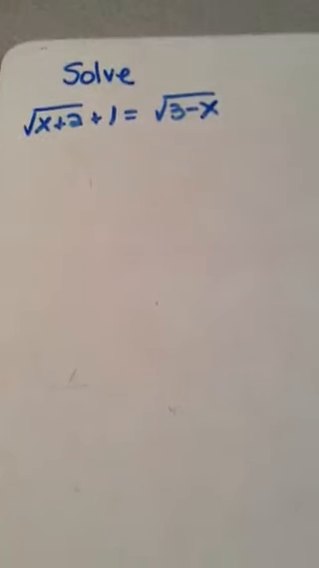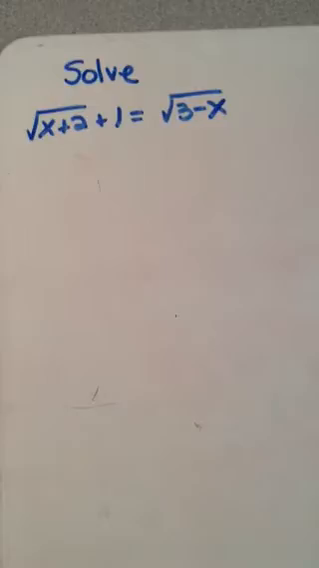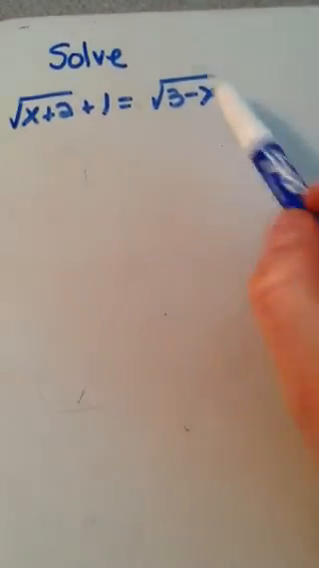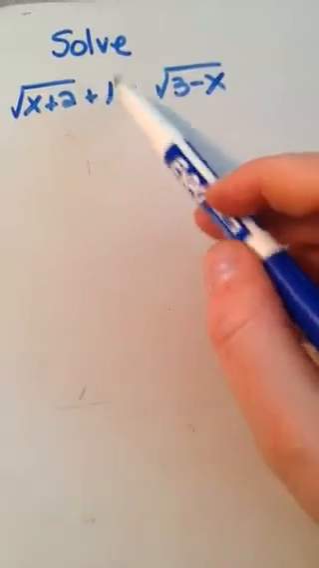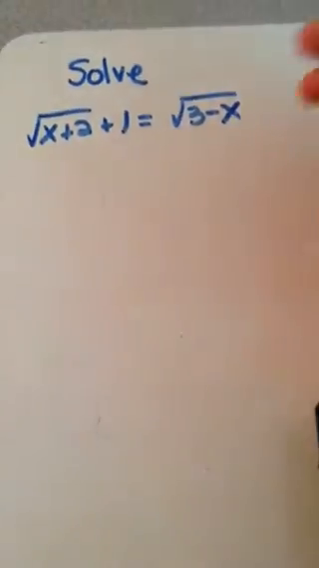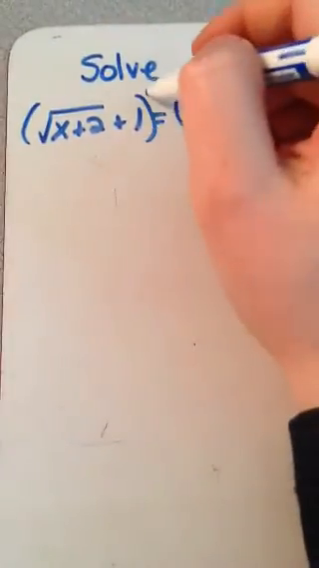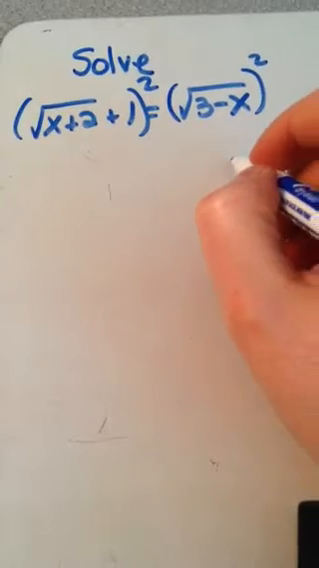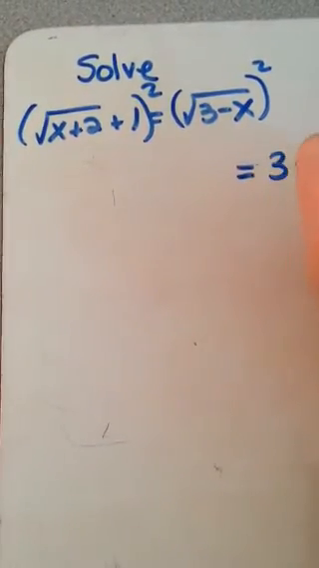We're going to talk about how to solve a problem that has two radicals, such as this. The first thing I notice is that I have a radical on each side of my equation, but this left-hand side also has this plus 1 constant term. So when I go to square each side to try to get rid of the radicals, something interesting is going to happen. On the right-hand side, the radical and the power cancel out and I get 3 minus x.